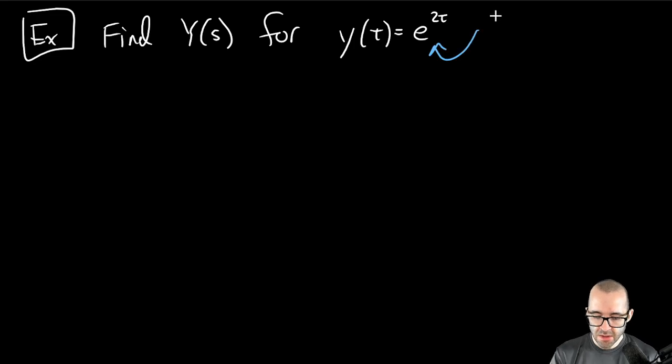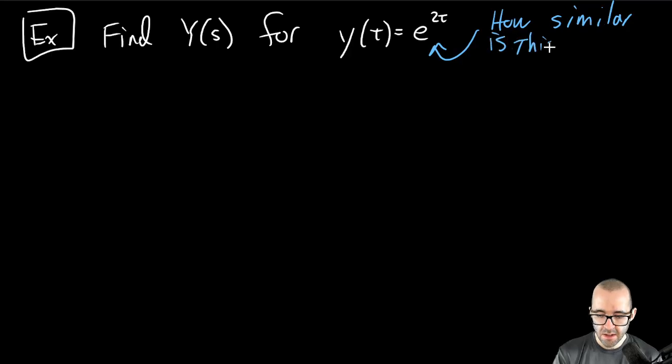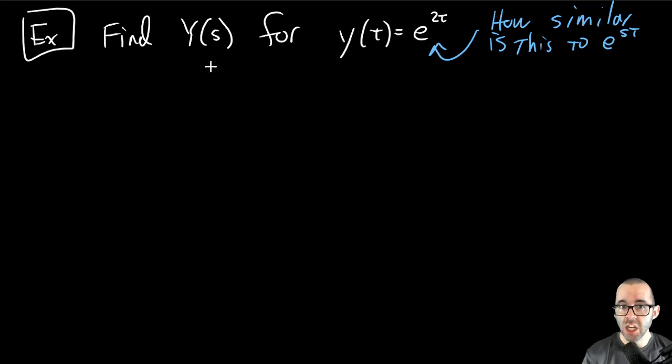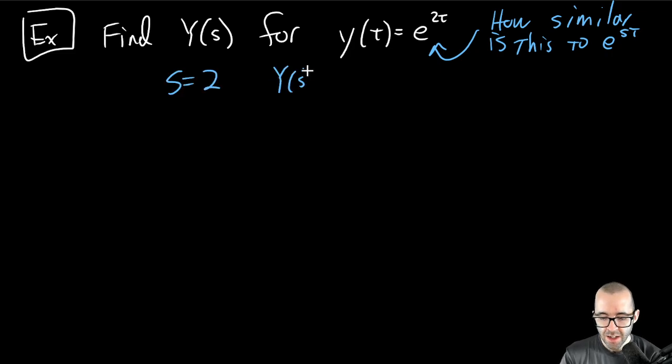So my question for you is, how similar is this to e to the st? And this is going to be a function of s. So how similar it is going to change depending on what s is. Well, I think there's some values of s that might make this pretty darn similar. Right? If s is 2, for example, it doesn't get any more similar than this. So we should expect y of s, specifically y of 2, to be huge.